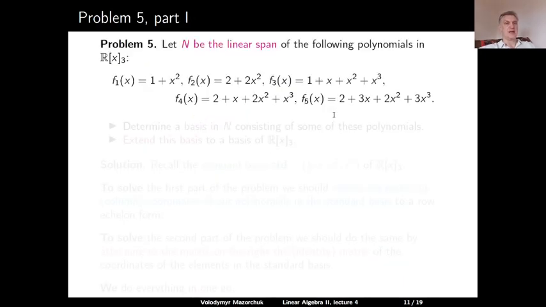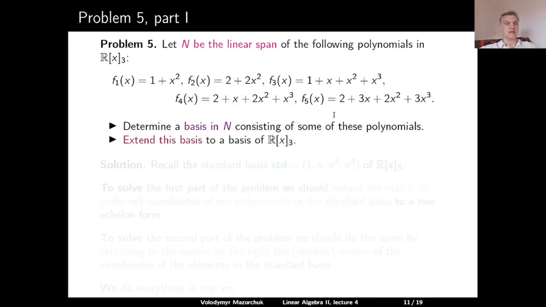Problem 5. Let N be the linear span of the following polynomials in R[x]≤3. f1 is 1 plus x squared, f2 is 2 plus 2x squared, f3 is 1 plus x squared plus x cubed, f4 is 2 plus x plus 2x squared plus x cubed, and f5 is 2 plus 3x plus 2x squared plus 3x cubed. Determine a basis in N consisting of some of these polynomials. Extend this basis to a basis of R[x]≤3.